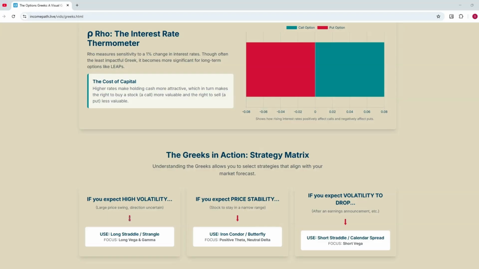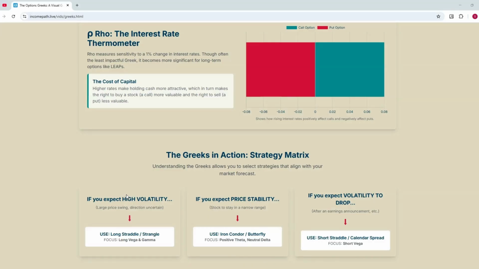Obviously, if you're expecting some level of price stability, with the stock staying in a narrow range, you typically see this for low vol stocks, the ones that don't tend to move that much, like maybe Apple, unless there's some news that's come out, or Google, whereas the high vol ones might be MicroStrategy or Coinbase. This is where you might focus on positive theta and delta, and then you might run a strategy like an Iron Condor or a butterfly.